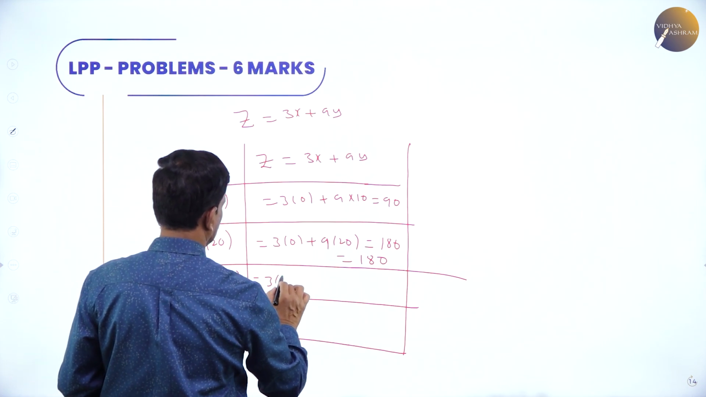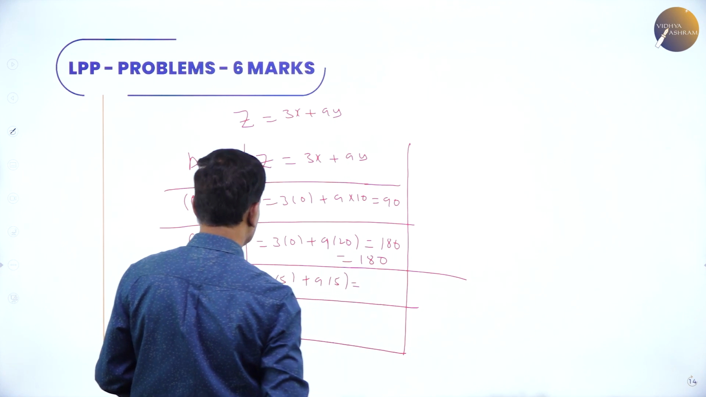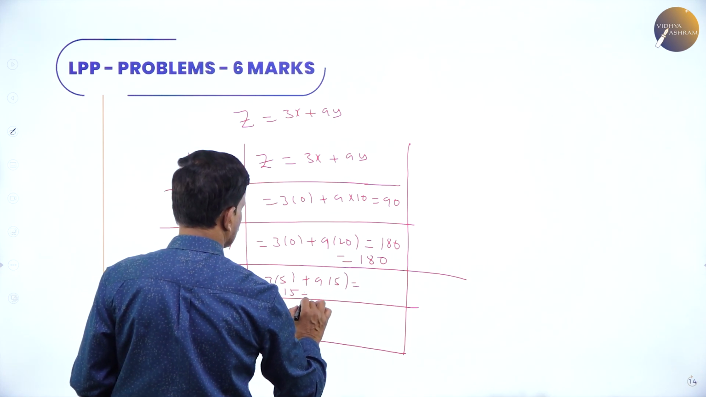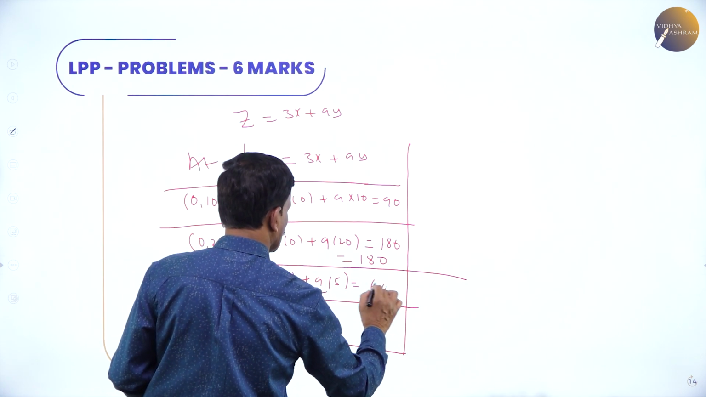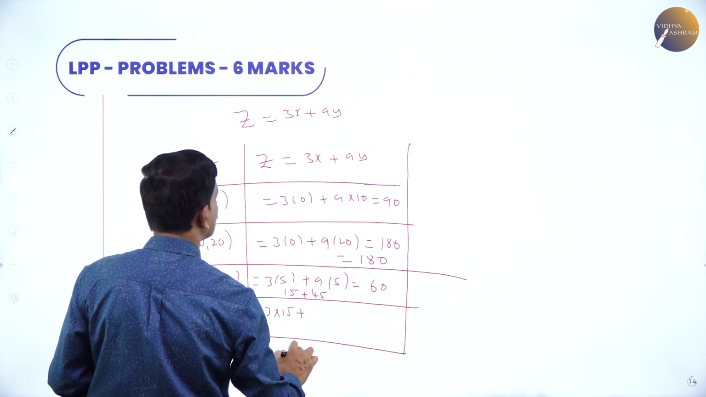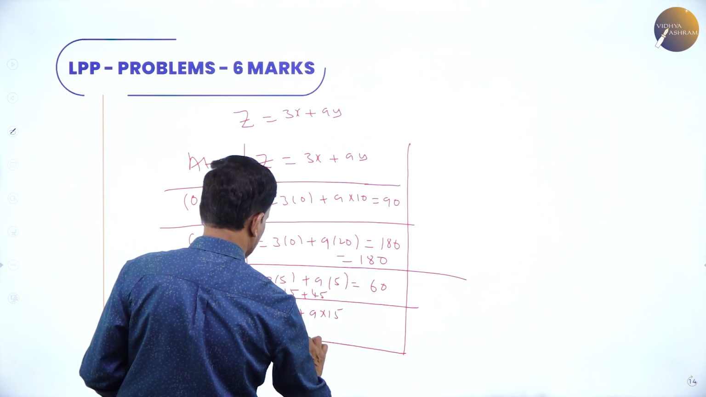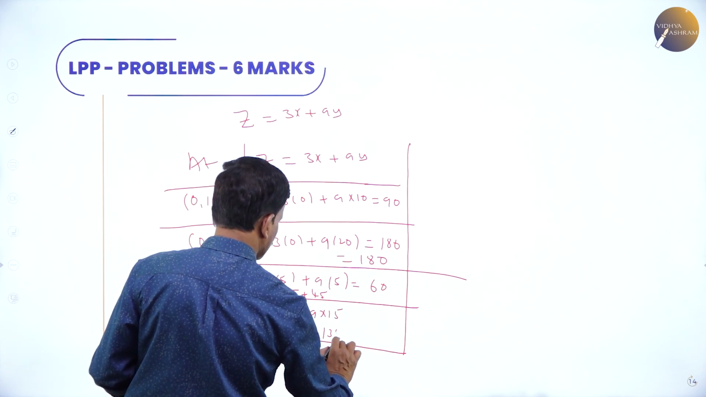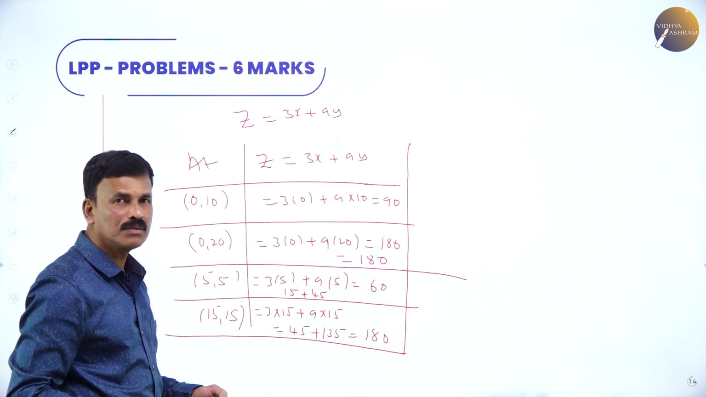So, 3 into 5 plus 9 into 5. What is this equal to? 5 3s are 15 plus 45, that's equal to 60. And the last one is 3 into 15 plus 9 into 15. That is 45 plus 135, that's equal to 180. Now, what is the maximum and minimum value?